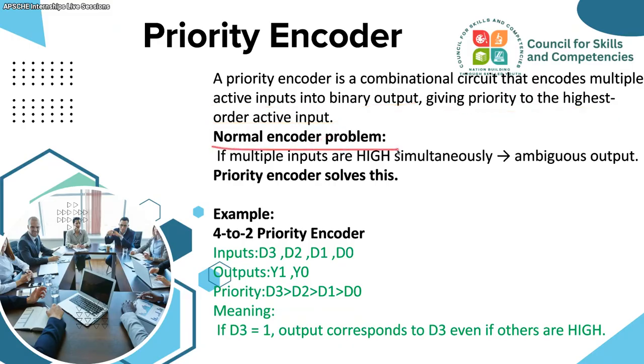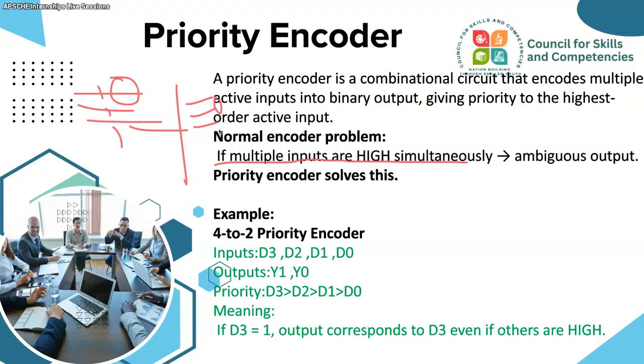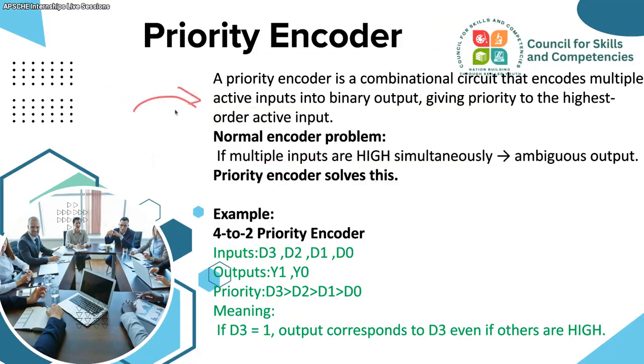In the normal encoder, the problem is if multiple inputs are high. For an 8-bit encoder, if we have multiple inputs having 1, how are we going to handle that? It will give an ambiguous output. So the priority encoder will solve this.